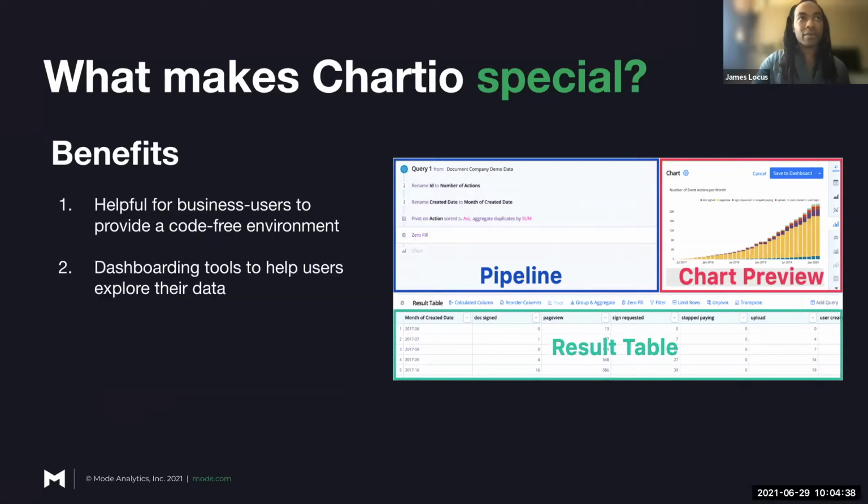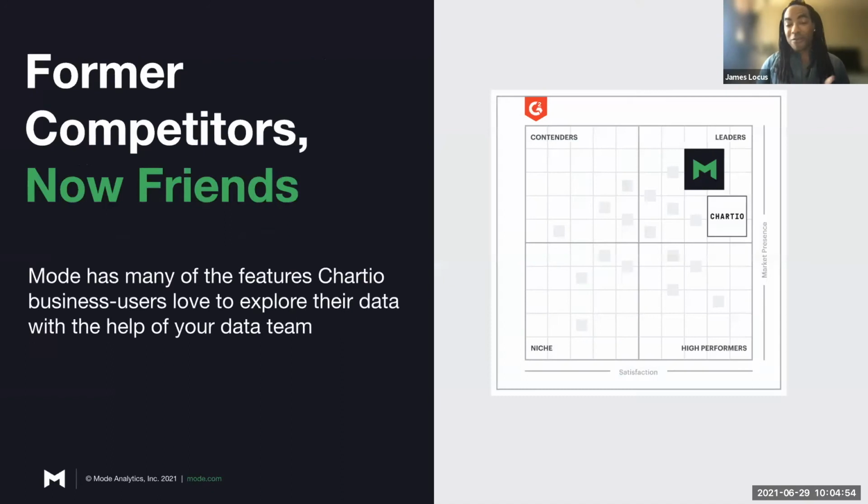Now, the benefits of this are that, one, it is very useful for a code-free environment for business users, and two, it also helps you with dashboarding tools and helps users to explore their data and create their own SQL queries. However, now that Chartio is sunsetting due to the Atlassian acquisition, we have an opportunity to move from former competitors to friends. And we have a lot of features that business users of Chartio will absolutely love when they migrate to the Mode ecosystem.